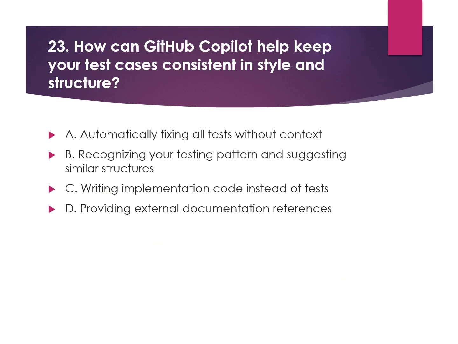23. How can GitHub Copilot help keep your test cases consistent in style and structure? A. Automatically fixing all tests without context. B. Recognizing your testing pattern and suggesting similar structures. C. Writing implementation code instead of tests. D. Providing external documentation references.